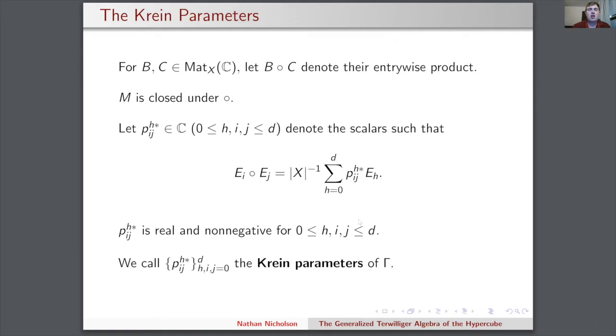Well, again, it's because the primitive idempotents give a basis, right? And then M is closed under this operation. So we know these scalars exist. We were just calling them p^h_ij star. Okay? So p^h_ij star is real and non-negative. And then we call the set of these numbers the Krein parameters.